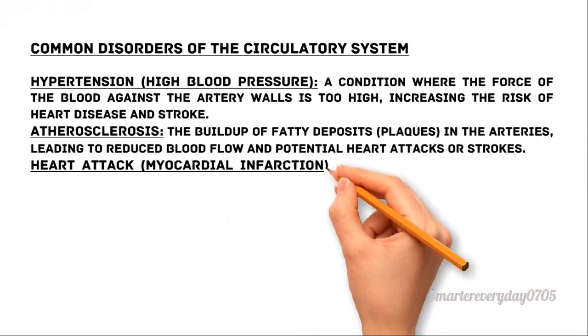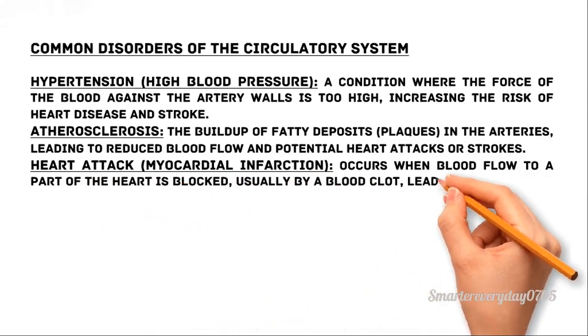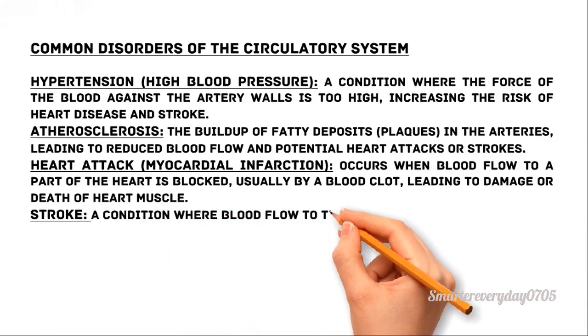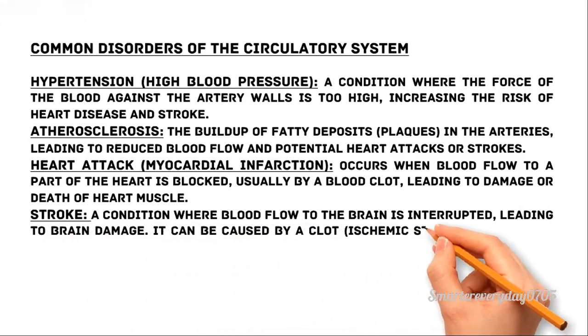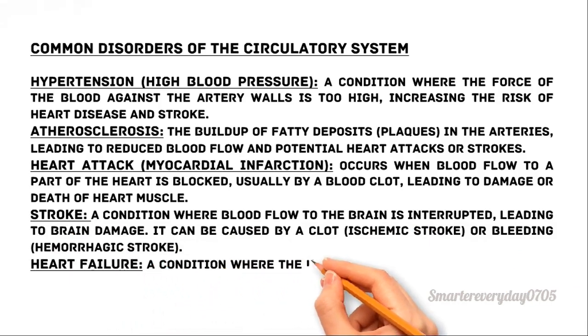Heart attack occurs when blood flow to a part of the heart is blocked, usually by a blood clot, leading to damage or death of heart muscle. Stroke, a condition where blood flow to the brain is interrupted, leading to brain damage. It can be caused by a clot or bleeding.